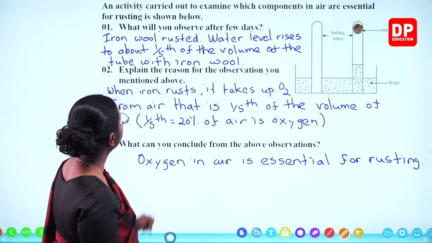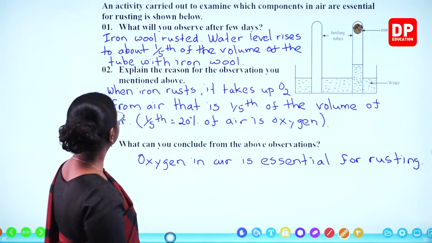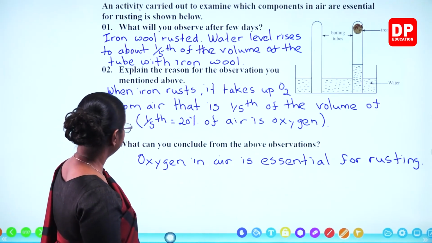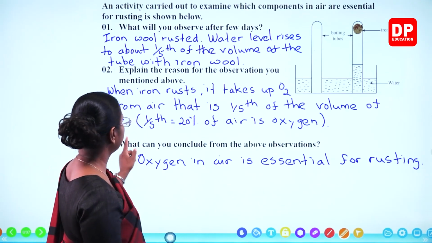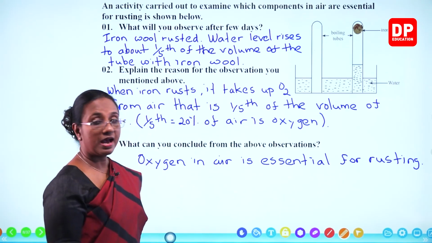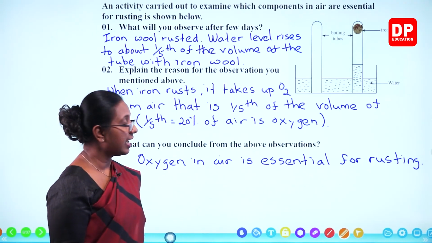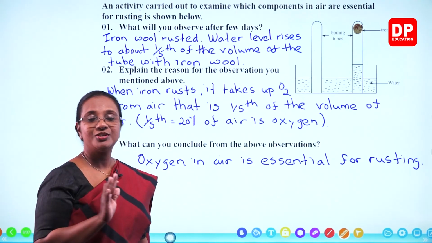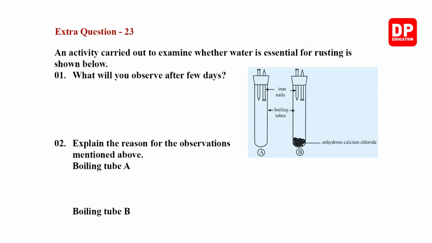So observations, iron wool rusted, water level rises to about 1/5 of the volume of the tube with iron wool. And when iron rusts, it takes up oxygen from air, that is 1/5 of the volume of air. So 1/5 means 20% of air is oxygen. And from that we can conclude and say oxygen in air is essential for rusting. So I am sure students you also wrote the correct answers. So with that I will move on to the next question, extra question 23.